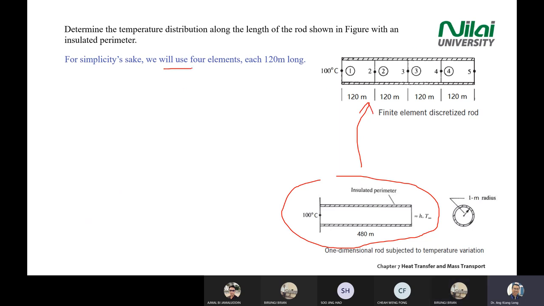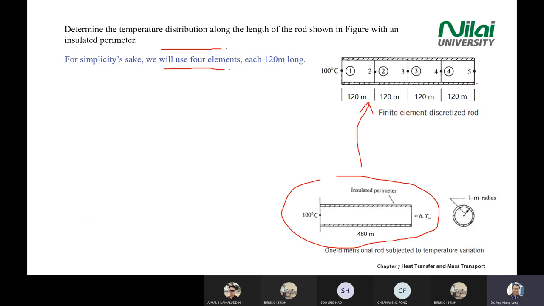So take note that the exam will tell you how many elements you need to break into. Why do we tell you to break into how many elements? Because it makes it easy to mark your work. If you have 1,000 students, or more than 100 students, it will be a headache for your lecturer to mark. Because if each student uses a different set of elements, then there will be a different process. However, the final answer is still the same. It's only that the process will be different. So take note on this. It will be specifically mentioned in the exam. So in this case, we use four elements.